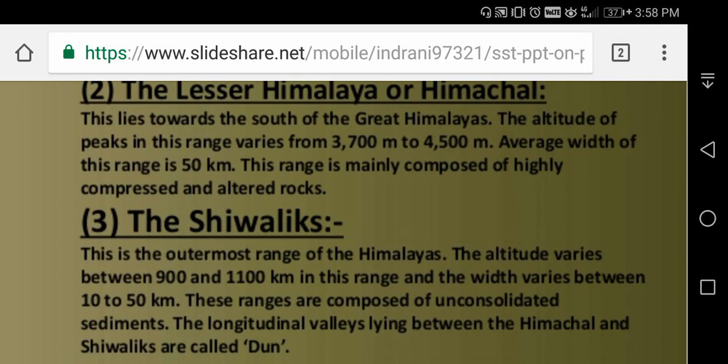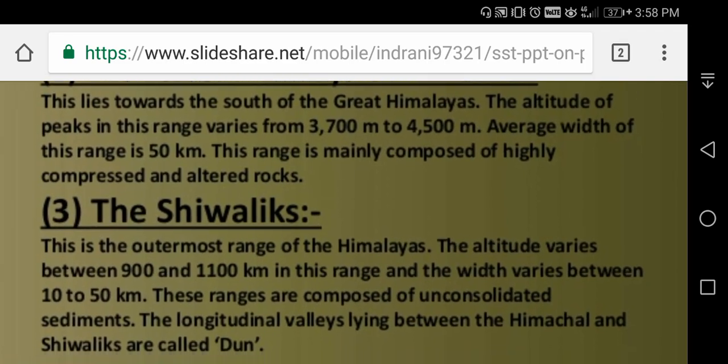Okay, now we can see the Shivaliks. This is the outermost range of the Himalayas. The altitude varies between 900 and 1,100 meters in this range, and the width varies between 10 to 50 km. These ranges are composed of unconsolidated sediments, sedimentary rocks. The longitudinal valleys lying between the Himachal and Shivaliks are called dun. Okay, the longitudinal valleys lying between the Himachal and Shivaliks are called dun.